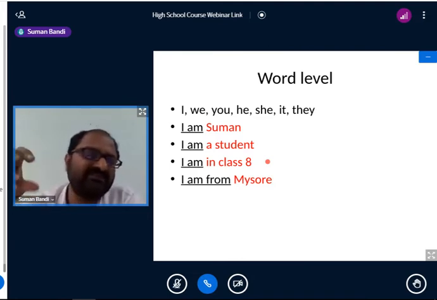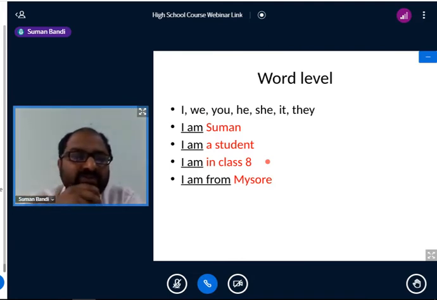Pronouns are a very basic thing. This is just one example. Once your student starts saying, I am a student, I am Suman, I am in class 8, you can make them talk about others, for example, other friends, where other be forms and other pronouns come into the picture, because your target is pronoun. Now your student is able to talk about himself. Can he talk about his friends? If it is his friends, what should he say? He is Ravi, he is a student.